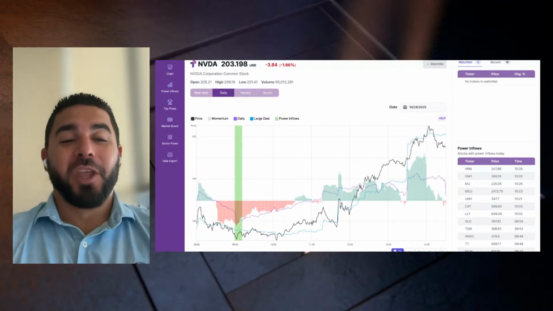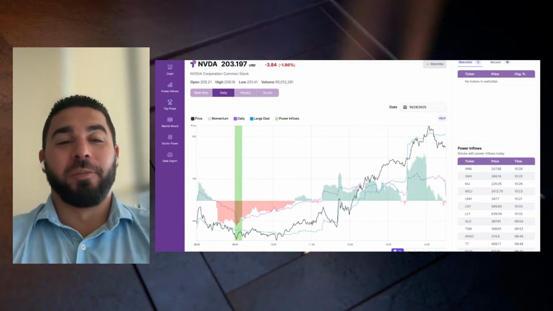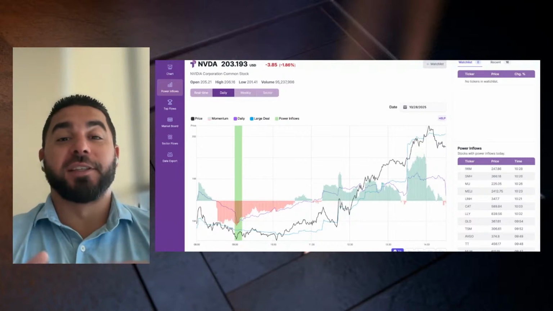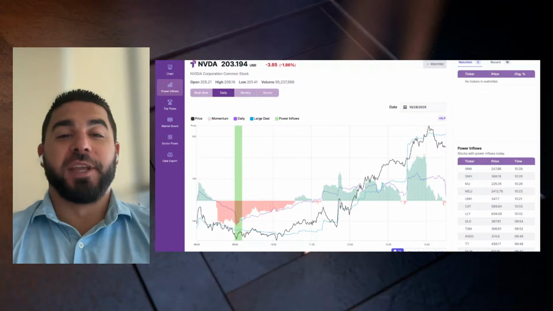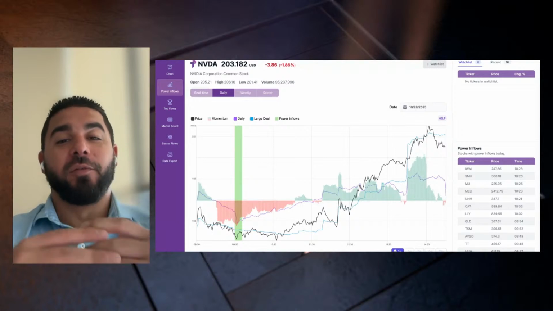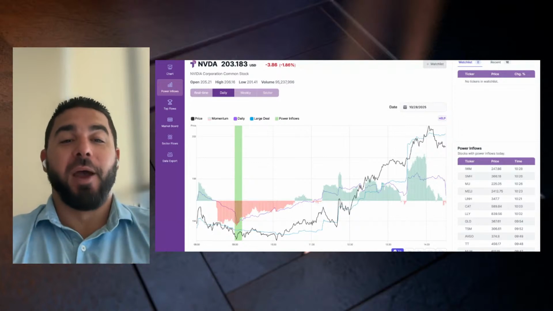So, this is just one example. We could go over many more. You'll notice on the left-hand side, we have a power inflows tab here. If you were to click on that, you would see a list of all the different stocks that did have a power inflow activated for today. And you'd be able to see how the stock has reacted post-signal there as well. So again, it's just one example, and we can cover many more on a given day, but I thought this would be a great example to help illustrate really the power of order flow analytics, and again, of our AI-driven signal, the power inflow signal.